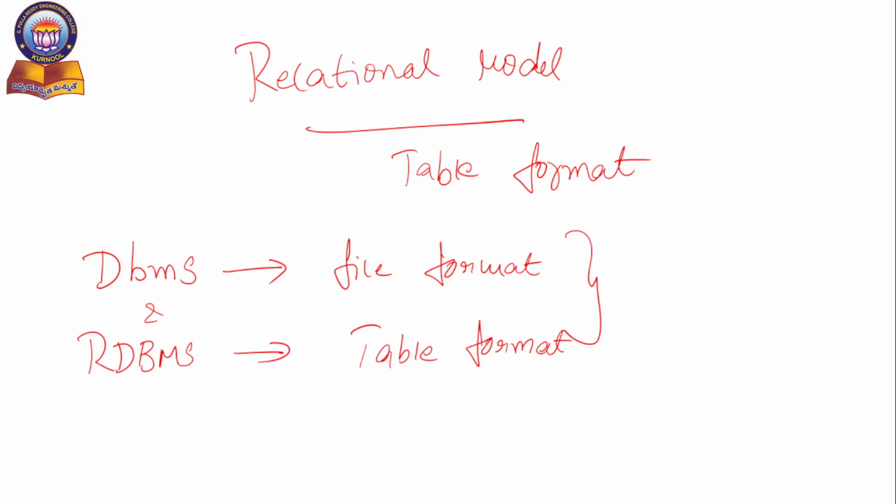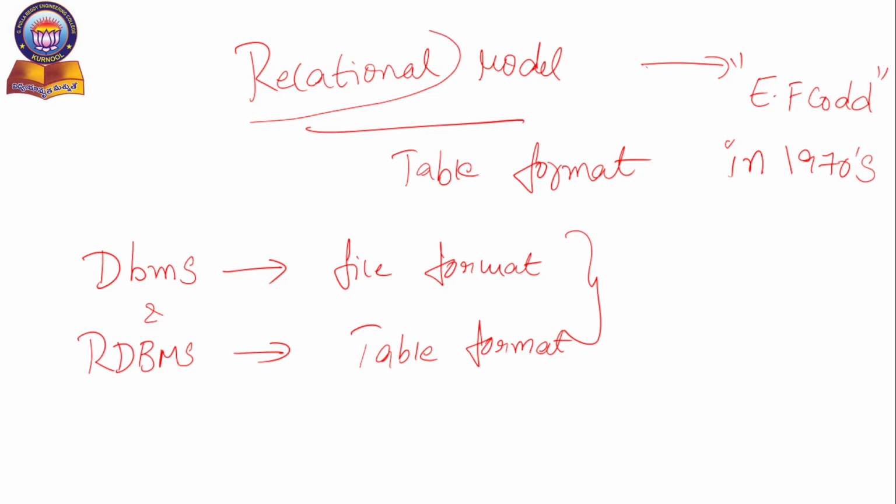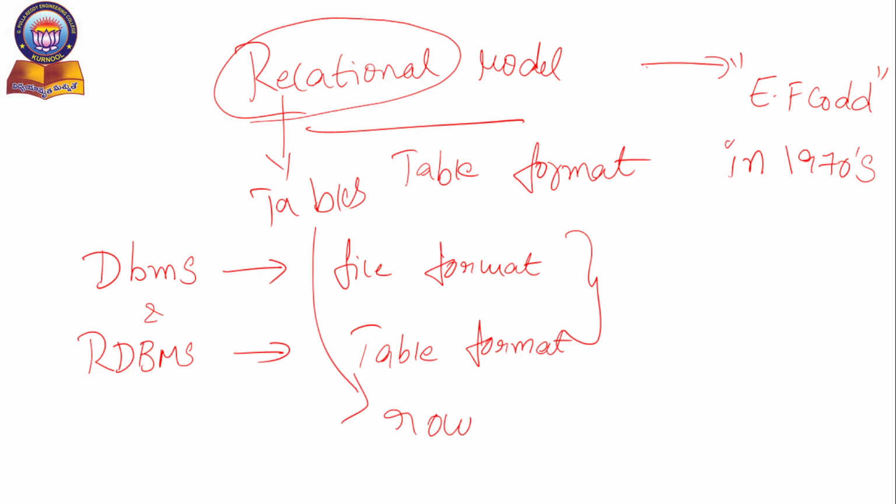First of all, this relational model was developed by E. F. Codd in the 1970s. For what purpose are we using the relational data model? In the relational model, we are representing the data in the form of relations. Relations are nothing but tables. Tables contain rows and columns.